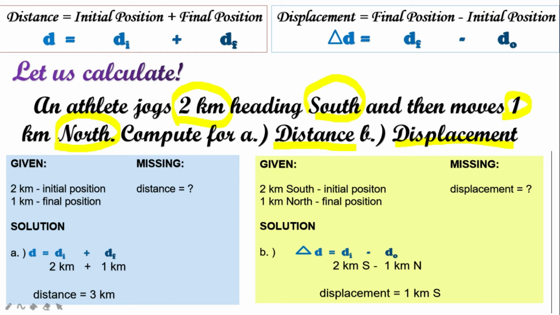Of course, we are going to use this formula for the displacement. Change in position is equal to df minus do. All right, 2 kilometers south minus 1 kilometer north. So the displacement or change in position is equal to 1 kilometer south. All right, so this is the displacement and this is the distance.